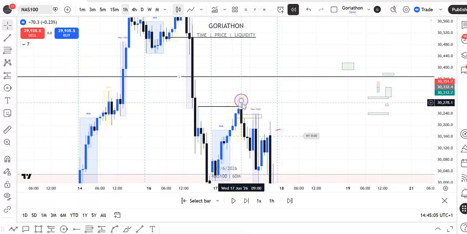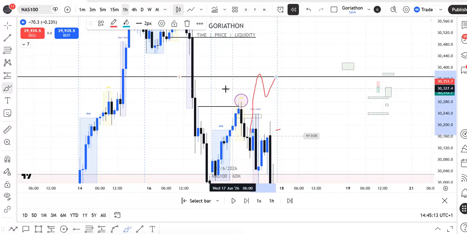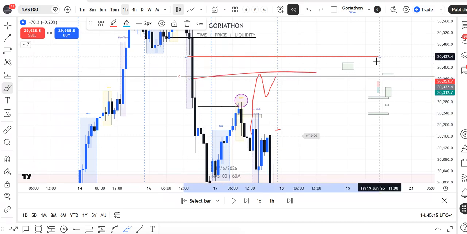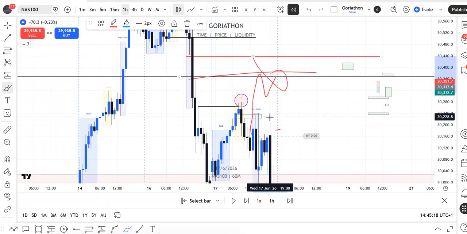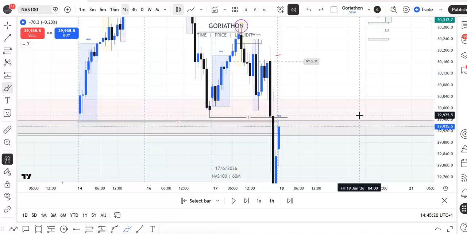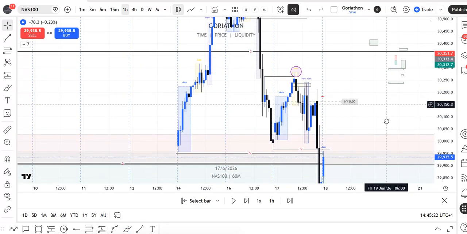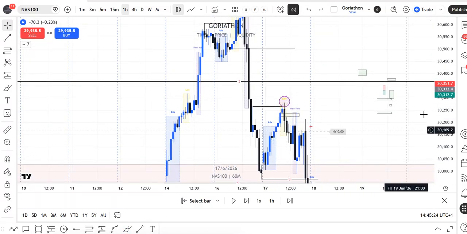Now, if this high failed, right? Let's say there was a failure to hold this high, then in that case, if you look like this, you would know your next target would be this. That's when you would be looking for buys. But until then, you could look for sells up to here.